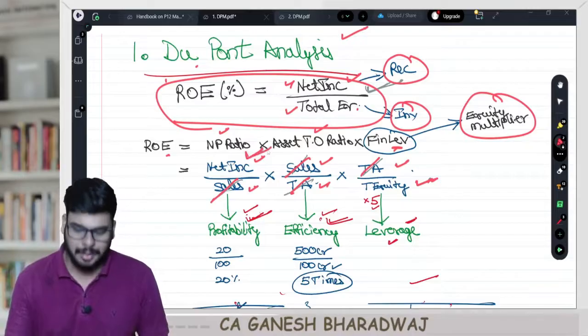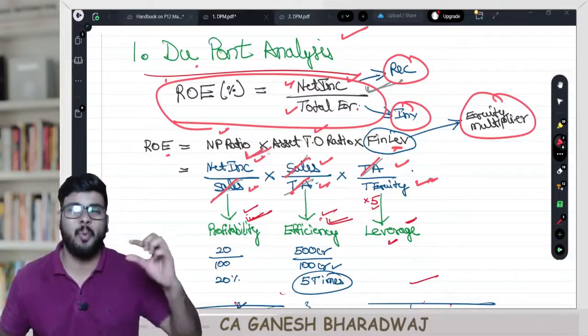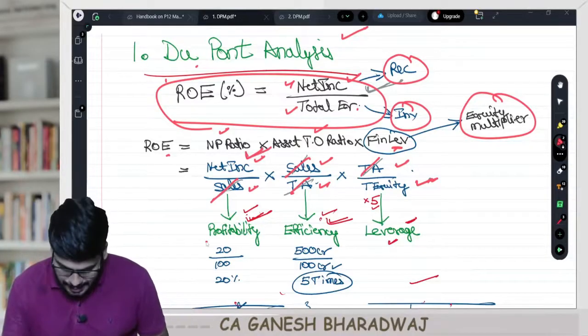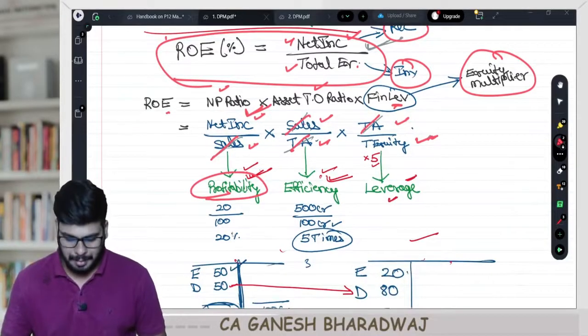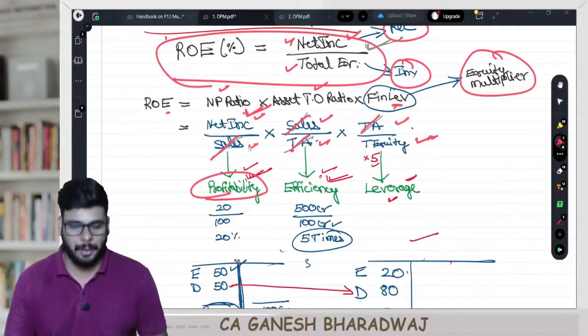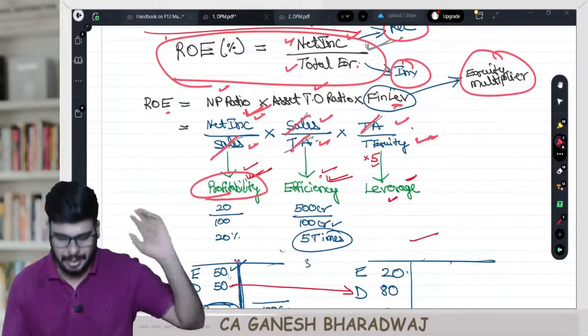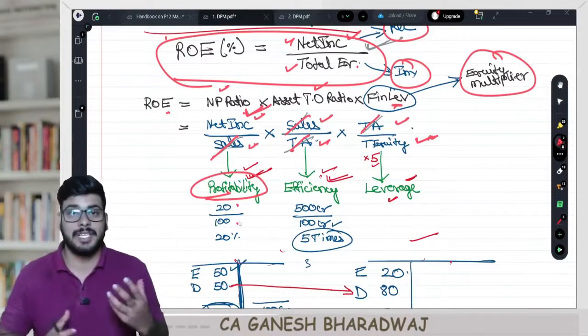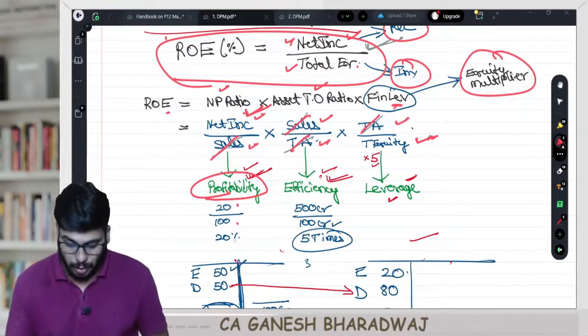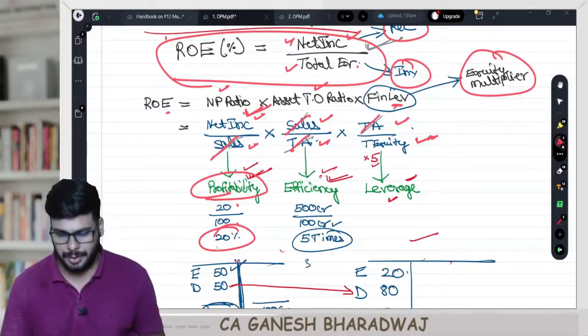Now, net profit ratio, right? Net profit ratio, what does it indicate? It indicates the profitability of a company. For example, net income upon sales. Let us say the company is earning a net income of 20 rupees for every sale made of 100 rupees. So now what will I say? The net profit of the company is 20%. Are you clear with this?